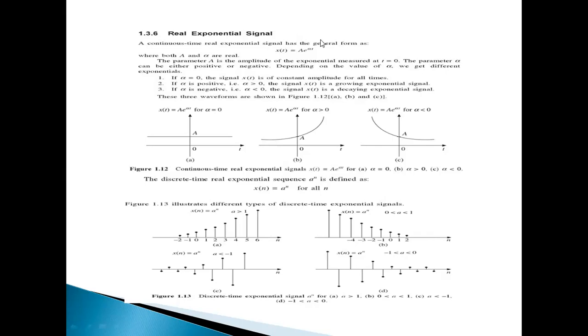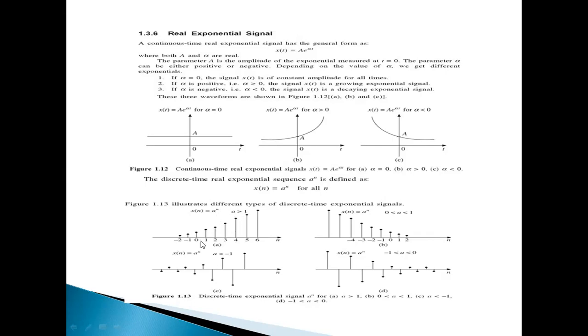Now you can see a power n. When I take n equal to minus 2, a power minus 2, a power minus 1, a power 0, a power 1, a power 2, a power 3, a power 4, a power 5, a power 6, and so on. It is also a rising function when a is greater than 1. The a value is greater than 1.